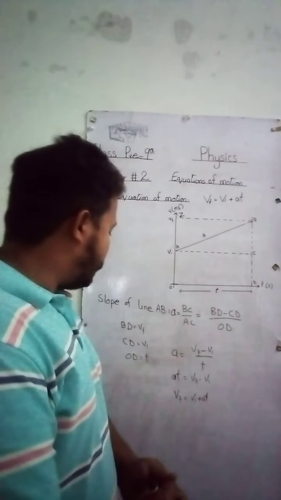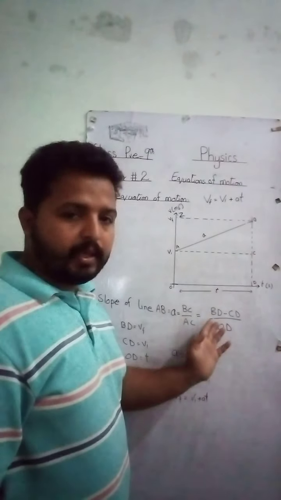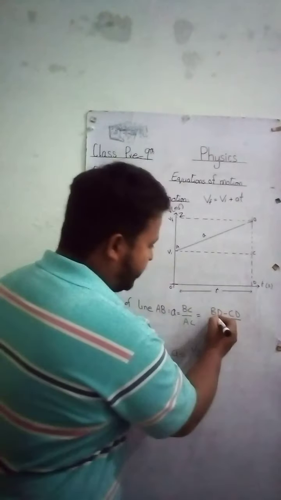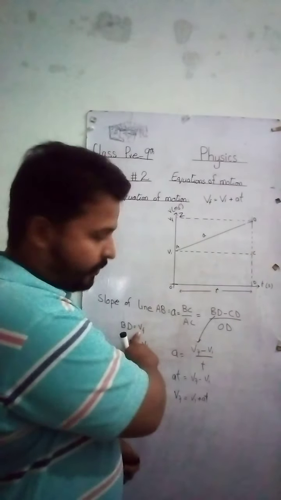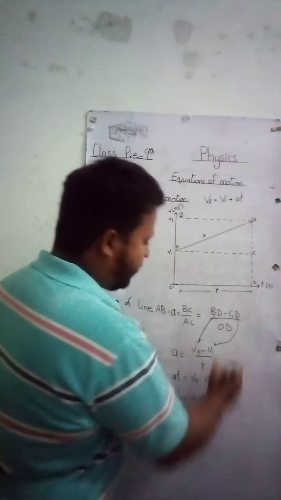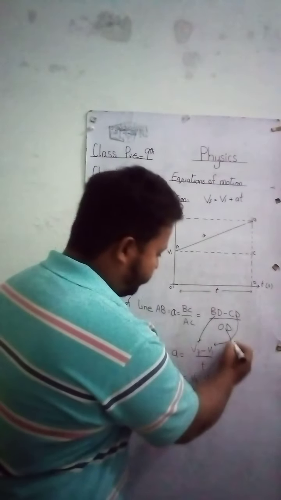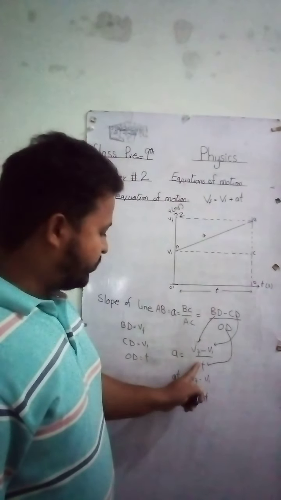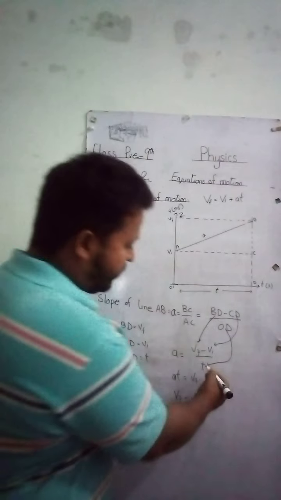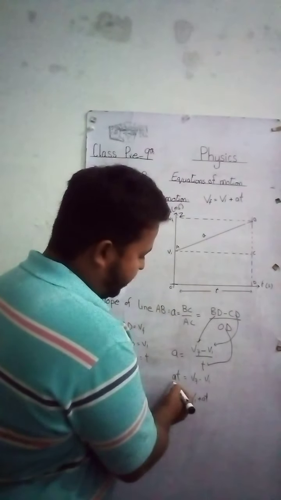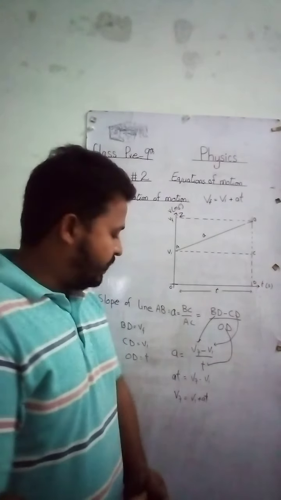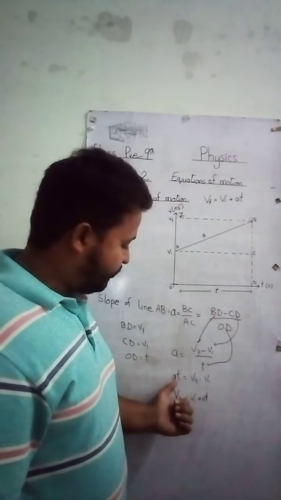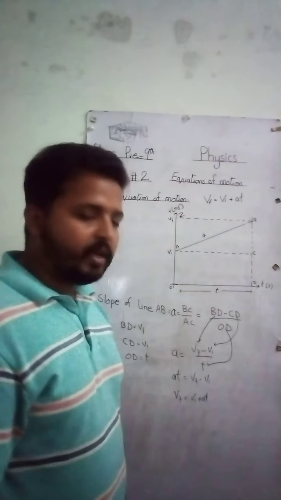Now we will put the values of BD, CD and OD in this formula, which is equal to A, acceleration. In place of BD, we put Vf, in place of CD, we put Vi, and in place of OD, we put t. Now we will solve this formula. Here t is in the denominator, and on the other side it will multiply. So At is equal to Vf minus Vi, and rearranging, this minus Vi on the other side becomes plus. So Vf is equal to Vi plus At.